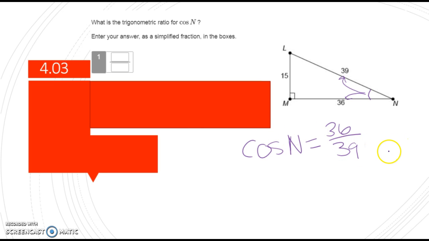And that's all we would do from there other than simplify. So you'll simplify that fraction because it does say enter as a simplified fraction. You'll divide both of those numbers by 3 because 3 does come out of both of those. You get 12 over 13.